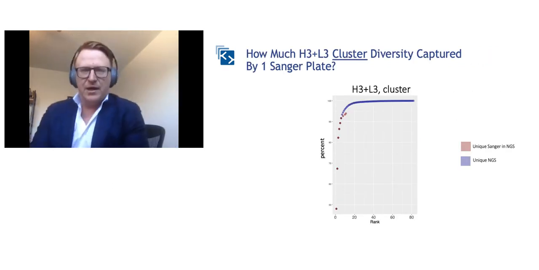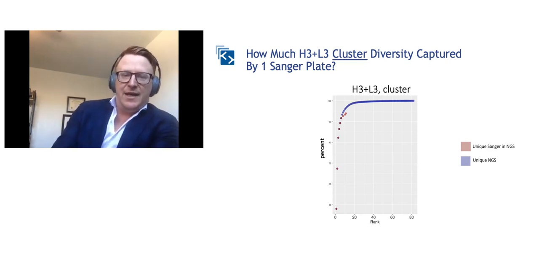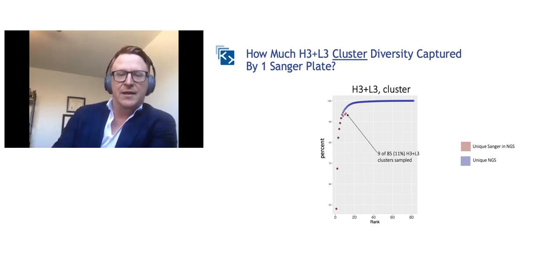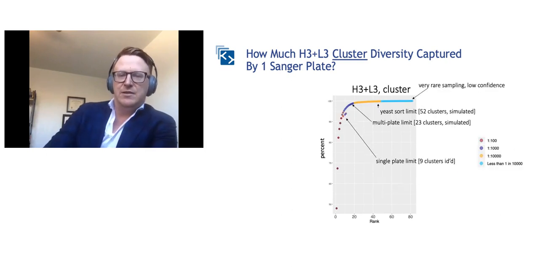And when we consider the cluster diversity captured, using this kind of similar plot of cumulative percentage and the rank of the clusters, we can find that, again, you're subsampling a lot of the same population in both, to a degree, but you're only capturing about 11% in this particular selection campaign of the H3L3 clusters that were sampled. That means 92% of the picks were actually coming from the top 6 H3L3. So there's a lot of redundancy here. You're picking from the same cluster groups that share a lot of percent identity. And that leaves overall about 8% from the remaining H3L3 cluster diversity to select from.